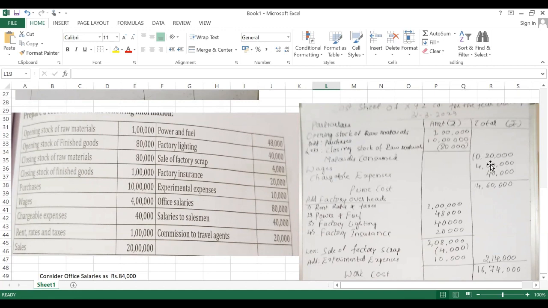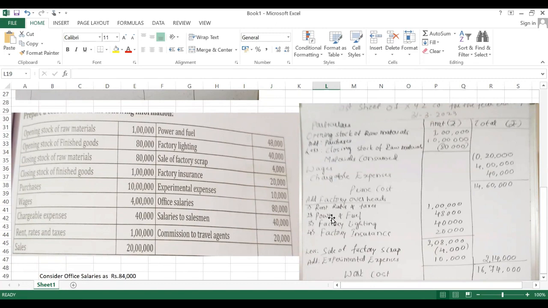Sorry, 10,20,000. Next, wages. They have mentioned here 4 lakh, so directly take wages as 4 lakh. Chargeable expenses. In the first theory part, I have discussed this. Direct expenses or chargeable expenses, you have to consider as direct expenses only, and you will consider them in the prime cost calculation. So here, the chargeable expenses are 40,000. So consider 40,000. Once you add these three, you will get the prime cost.